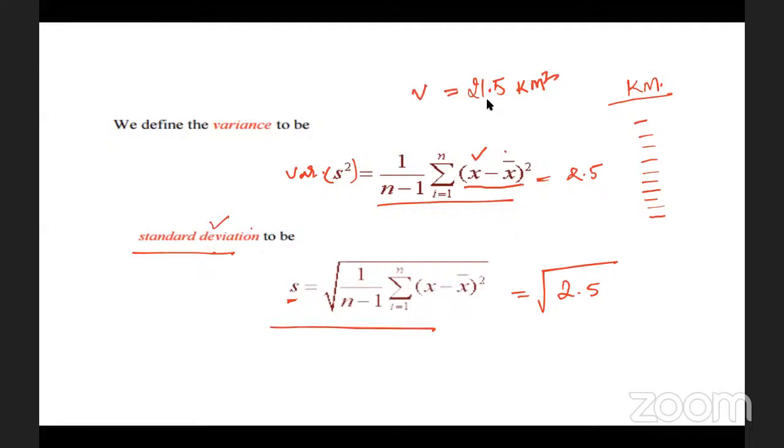This is not a convenient way to convey the message, right? To get rid of this, we use the standard deviation, where we take the square root of 21.5 kilometer squares, which is the square root of 21.5 kilometers. That's how we can convey more meaningfully when we use standard deviation. There are other statistical reasons also, but let us not get into that now.